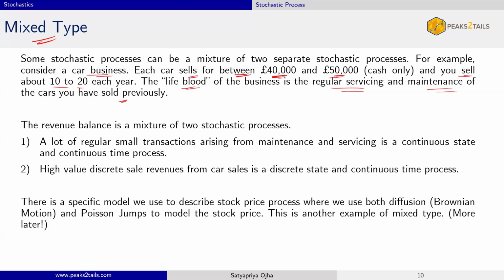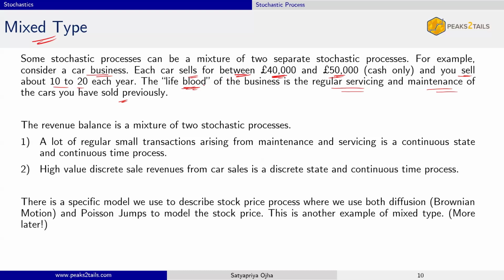Change the engine oil, top up the washing fluid and so on, and maintenance, right? So that is a more frequent small price transaction. Lot of transactions every day. Maintenance service would be like all the time, right? Every day you might get small maintenance service requests. So that is kind of a continuous stream of cash flows.